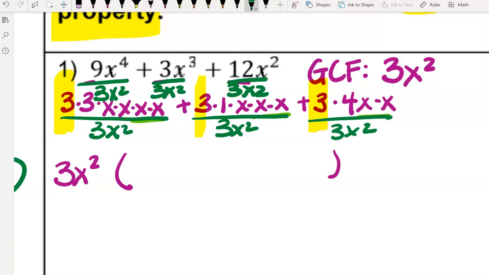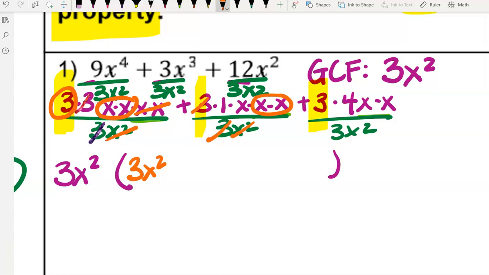So just like this, we divide this by 3x squared, divide this by 3x squared, we divide this by 3x squared, okay? That tells us that the 3 and the 3 is going to cancel. We have 2 x's on the top, and this is x squared, so that's going to cancel. So we have 1 3 left and 2 x's left, so 3x squared. Similarly to this one, 3 and 3 is going to cancel. X squared would cancel with 2 of those.